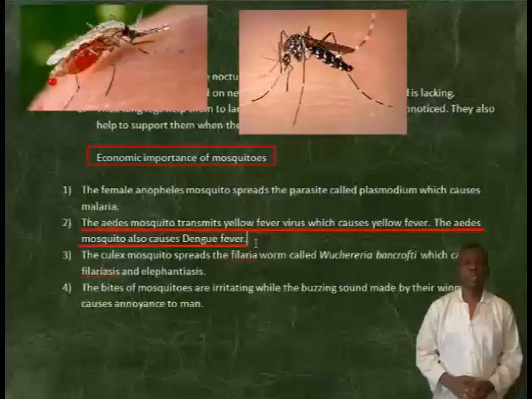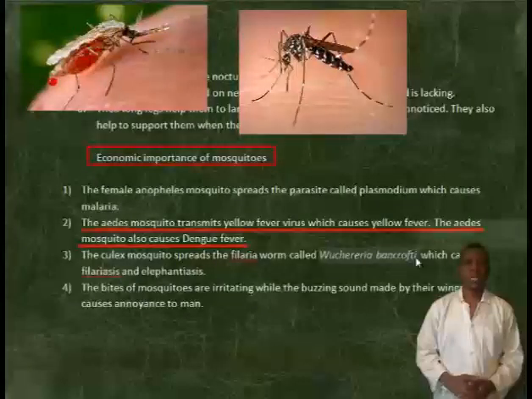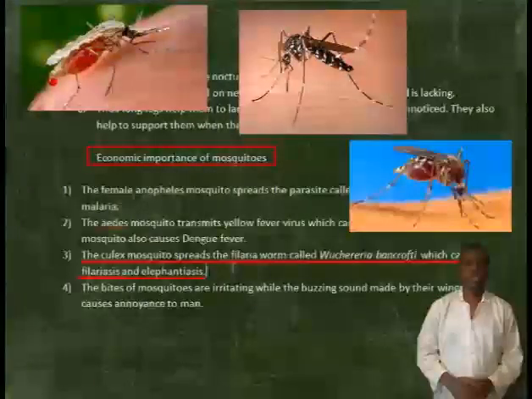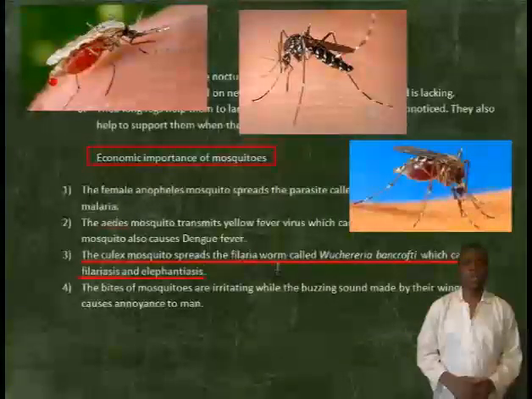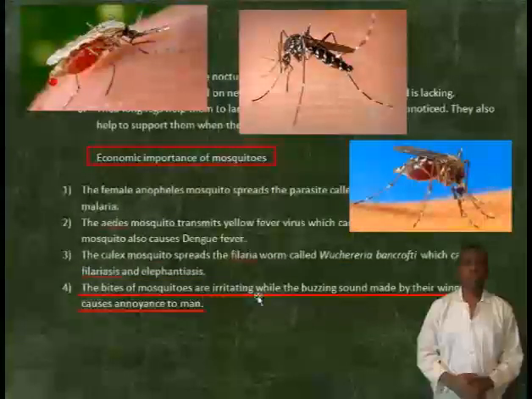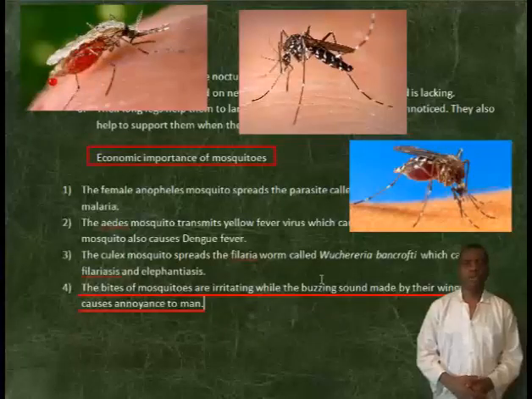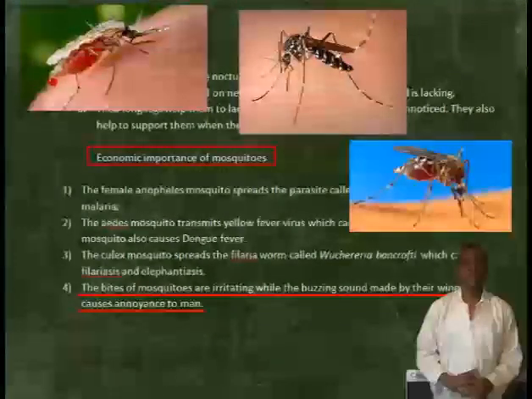The Aedes mosquito transmits the yellow fever virus, which causes yellow fever. The Aedes mosquito also causes dengue fever. The Culex mosquito spreads the filarial worm called Wuchereria bancrofti, which causes filariasis and elephantiasis. The bites of mosquitoes are irritating, while the buzzing sounds made by their wings cause annoyance to man.